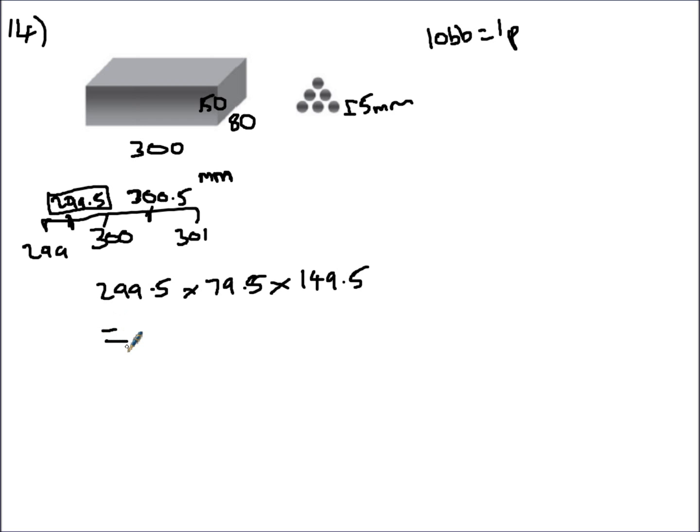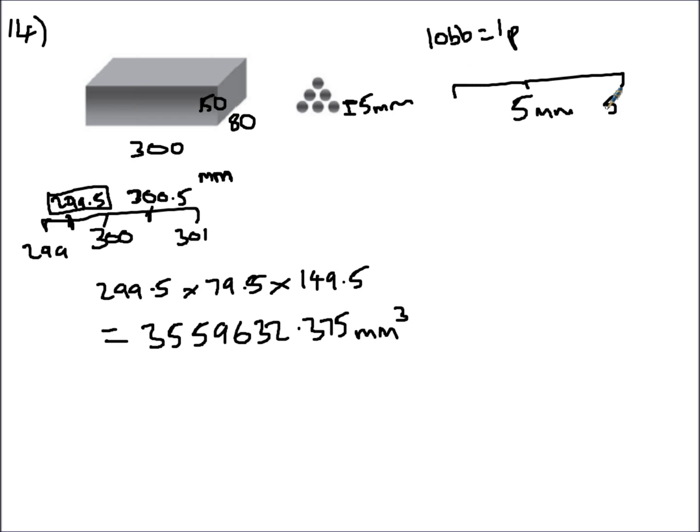So we times that together, and then that will give us the following. That's millimetres cubed. What we're then going to do is also imagine the ball bearings as big as they can be. Now that's a tenth of a millimetre, to the nearest tenth of a millimetre. So here's 5 millimetres. You move a tenth of a millimetre either way, 5.1 and 4.9.